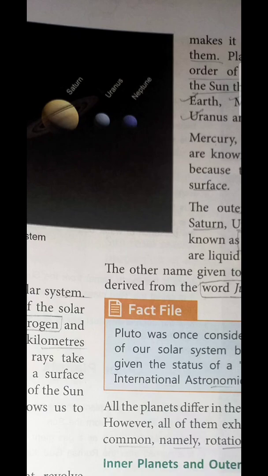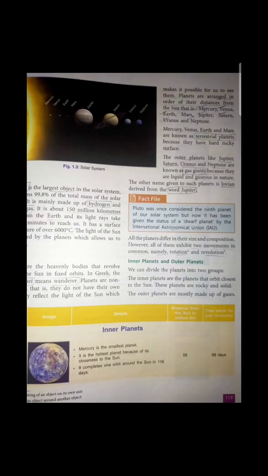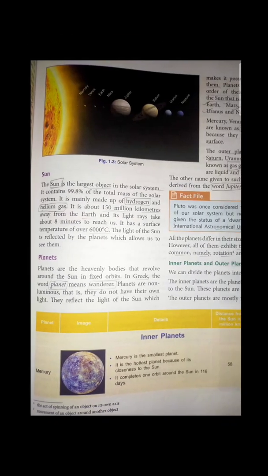The terrestrial planets are Mercury, Venus, Earth and Mars, because they have a very hard and rocky surface. On the contrary, the outer planets are Jupiter, Saturn, Uranus and Neptune. Further, we are going to discuss in detail about these planets, how they look and what the main features of these planets are. Firstly, there is Mercury.